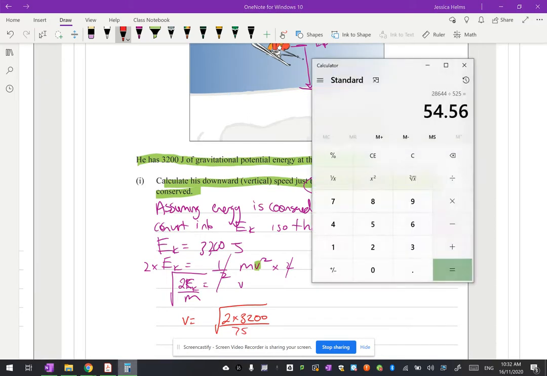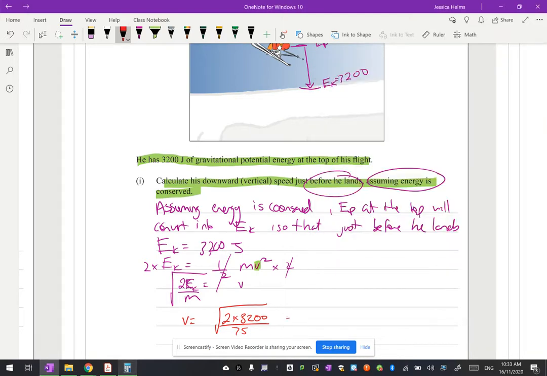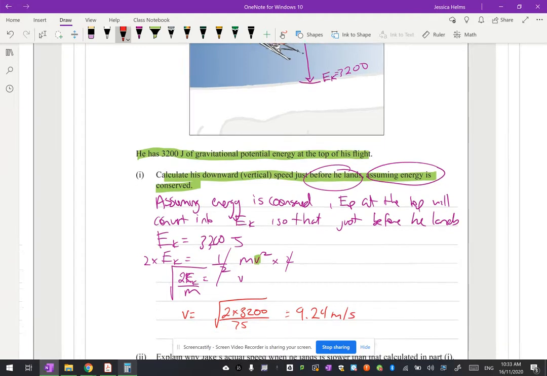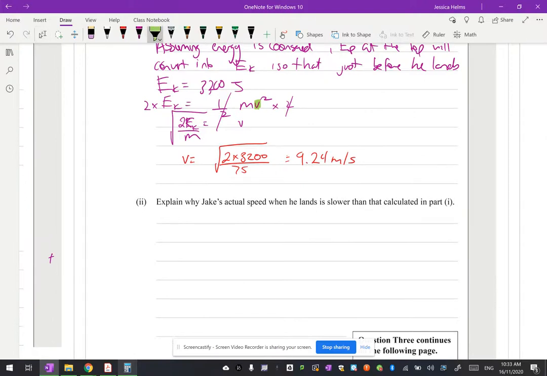All right, so 2 times 3,200 equals, and then divide it by 75 equals, and then let's see if I can square root it. So the square root of that is 9.24. All right, so that equals 9.24 meters per second.